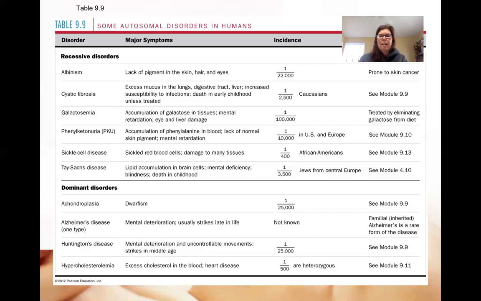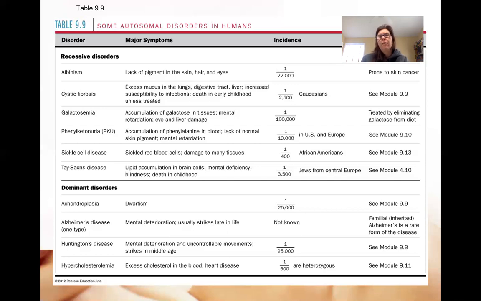Dominant disorders, I already talked about achondroplastic dwarfs. And then Alzheimer's, there's different types of Alzheimer's. But there is one type of Alzheimer's that's a dominant. I talked about Huntington's. Hypercholesterolemia is when you have too much cholesterol in your blood.